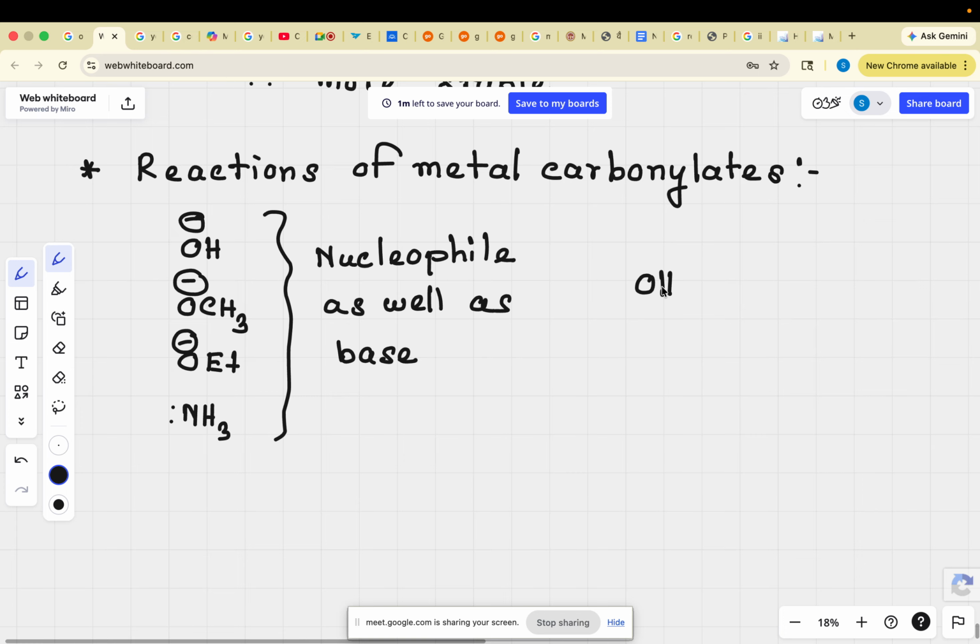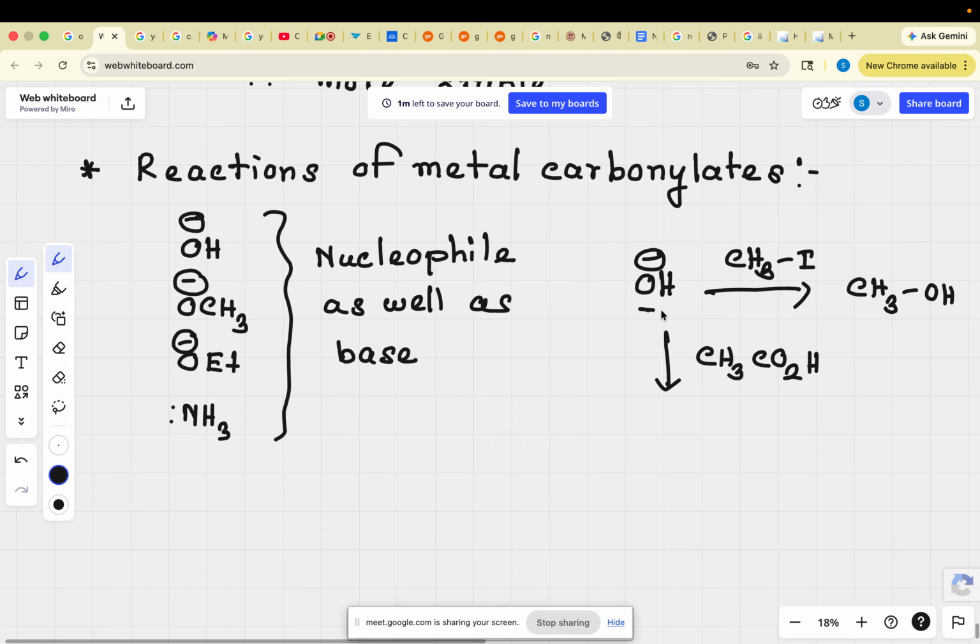So suppose you have OH minus and you are treating this compound with methyl iodide, CH3I. What will happen? OH minus will attack from the back side and you will get methanol as your product. And suppose I have acetic acid, CH3CO2H. Then OH minus will abstract the proton from here, and you will get CH3CO2 minus plus water. So here it is acting as a nucleophile, but here it is acting as a base. So they can act as both base and nucleophile.